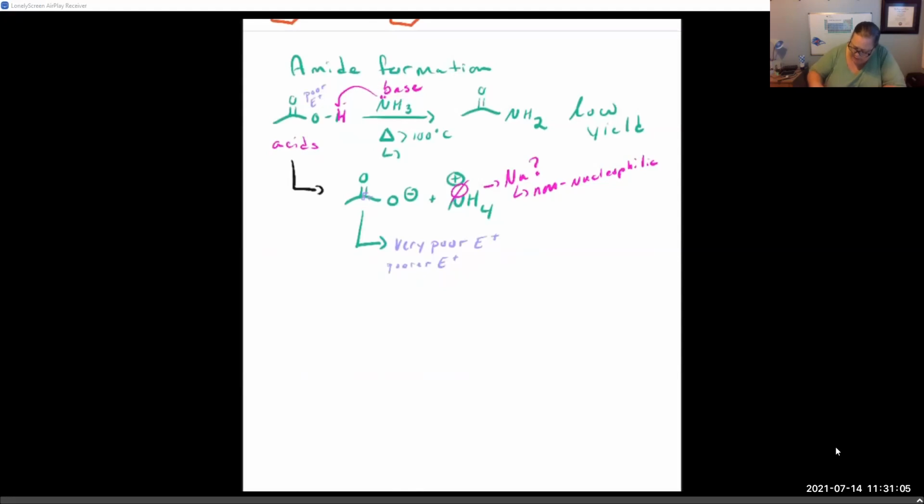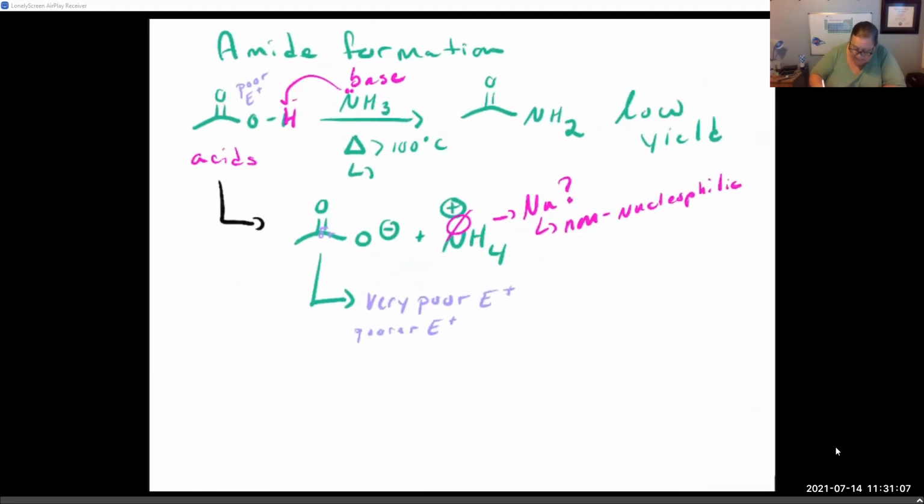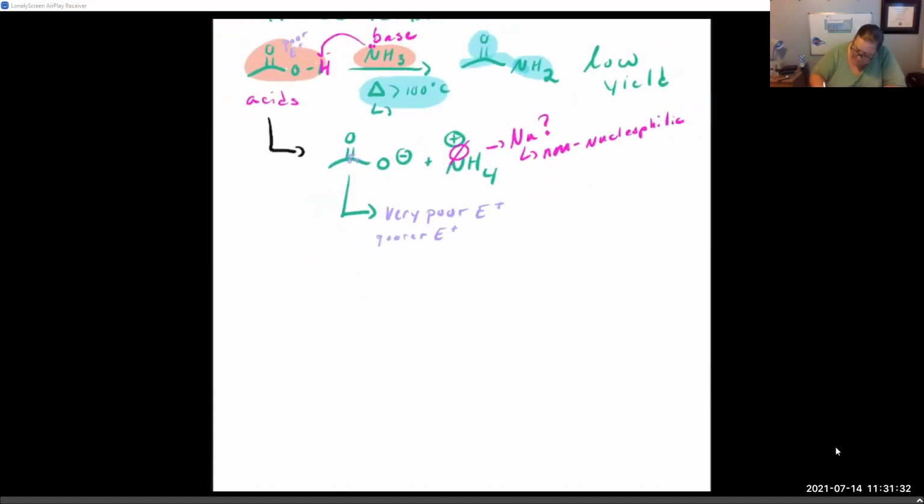Okay, so this is one of those things that you're just going to have to, and I hate to say this, memorize: when you have an amine and a carboxylic acid, and this is key, when they add heat, the heat makes the difference. Because if you have no heat, you're going to get this, what I just drew.